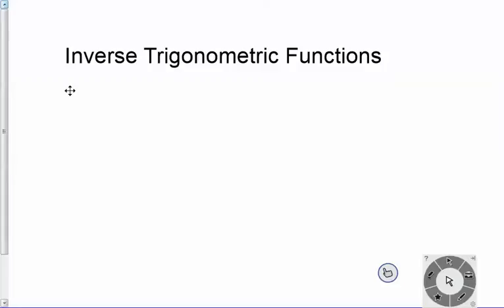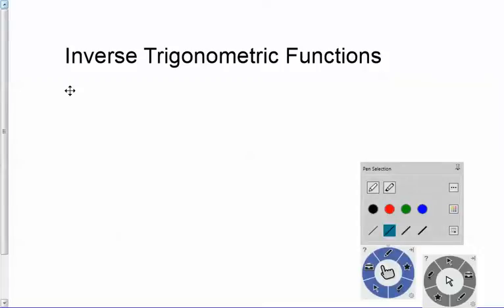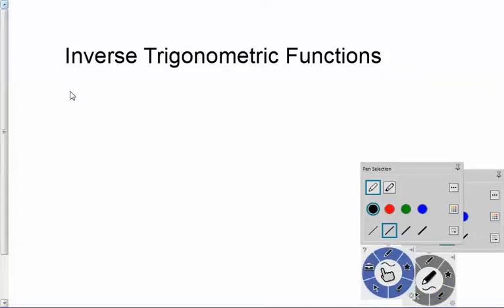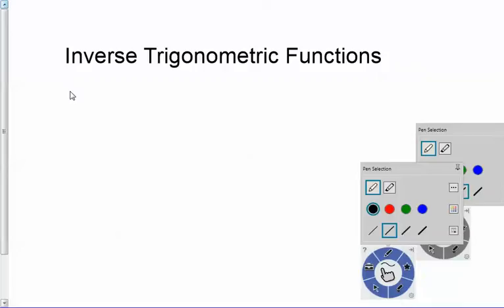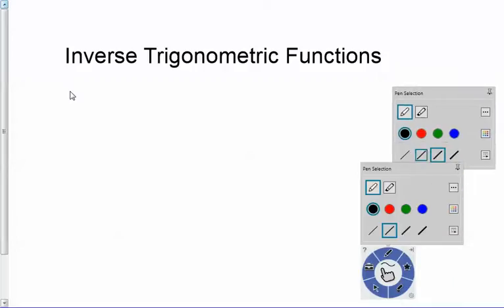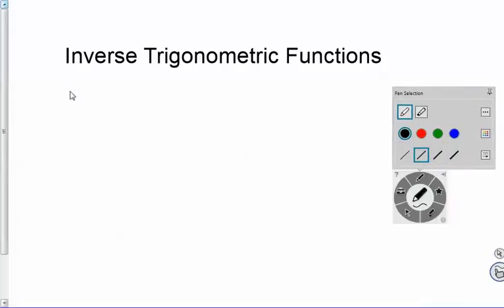So the inverses would be the inverse sine, the inverse cosine. The "arc" is what we call them. So what do they look like?